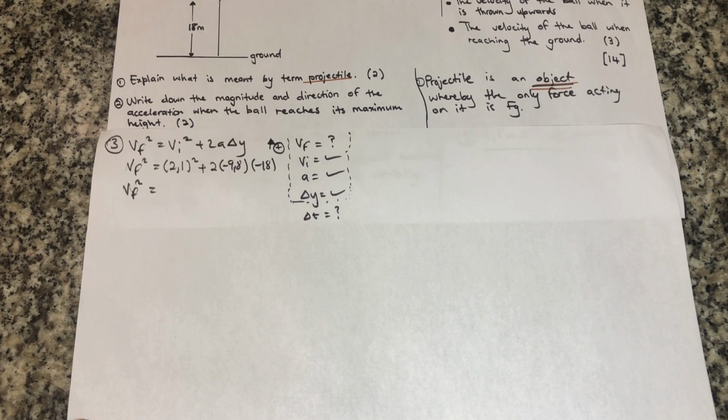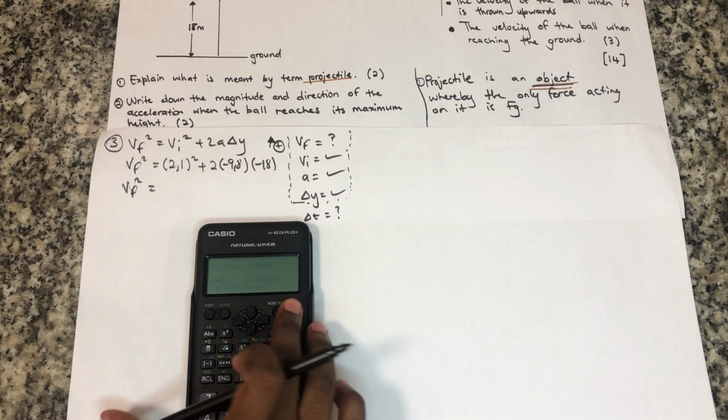Give me a few seconds to see if I didn't make a mistake there. 18, not squared. That's the answer. Okay, let's just put it here.